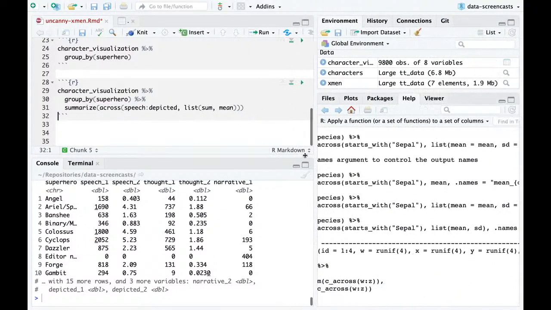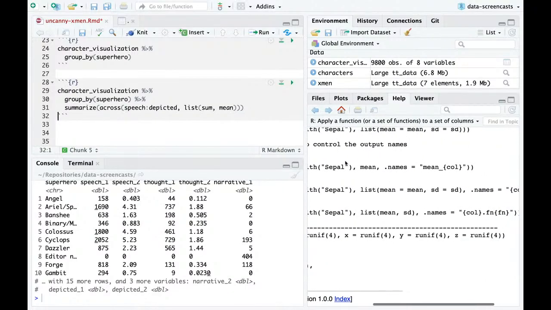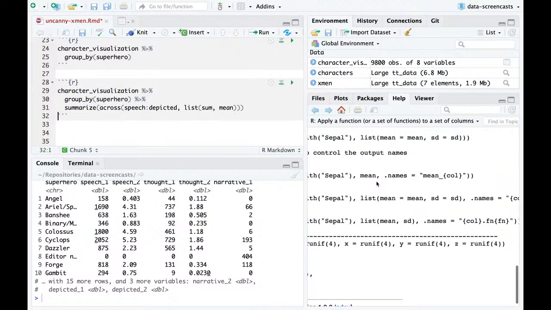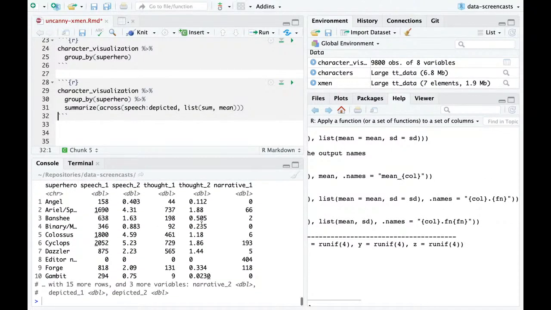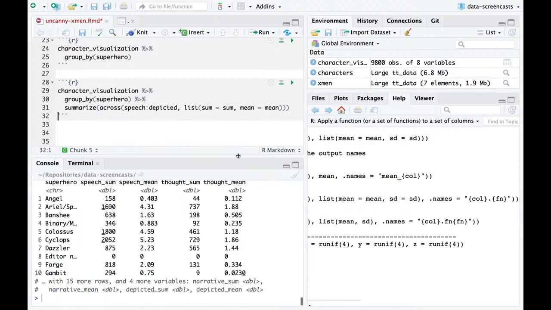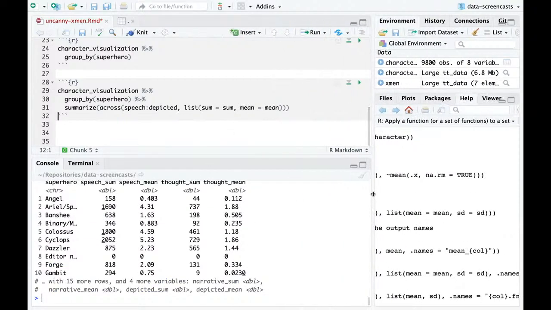Here we go, and dot names. See, this is what I'm going for. I'm saying dot names is column, and so right now it's thought 1, thought 2. What if I did sum equals sum, or mean equals mean? Aha! This is the way that across works.